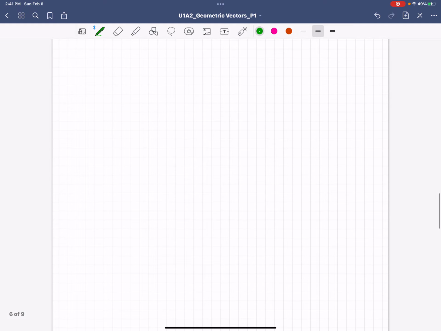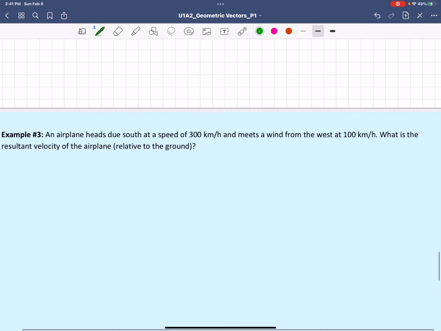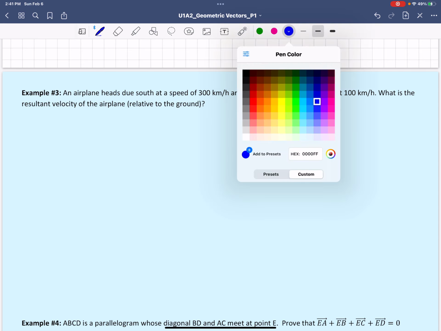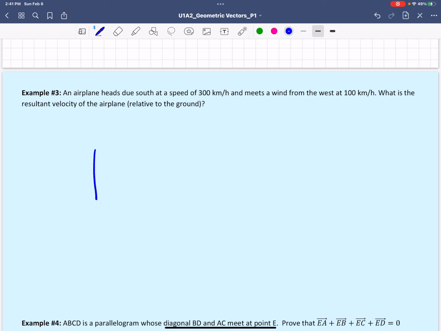Now let's move on to the next example, example number 3. Example number 3 says an airplane heads south at a speed of 300 kilometers an hour. So here goes the airplane heading south, 300 kilometers an hour. So this would represent the velocity. It meets a wind from the west at 100 kilometers an hour. So the wind is coming from the west.